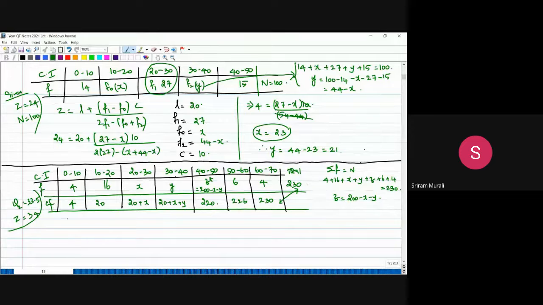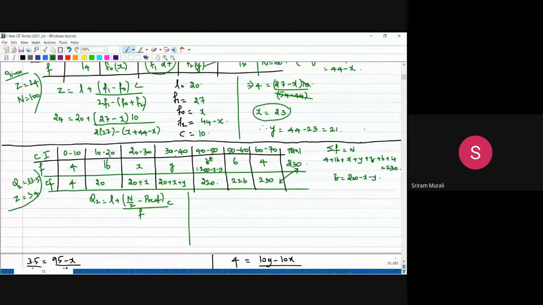Now you take your Q2. What is the formula for Q2? L plus n by 2 minus f, divided by f, into c. Okay, what is n by 2? N by 2 is equal to 230 by 2, which is equal to 115.